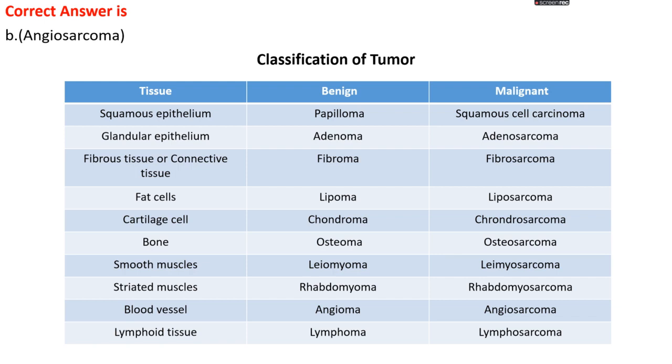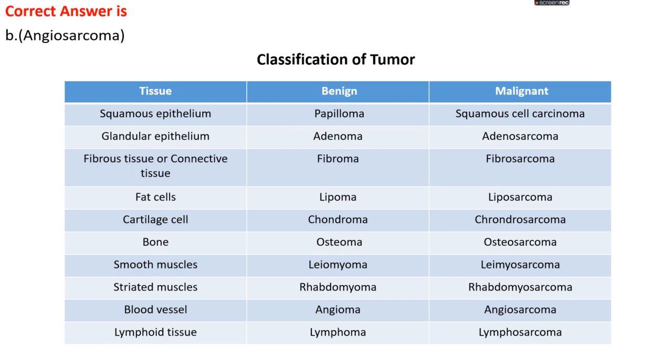Here is some classification of tumors. A squamous epithelium benign tumor is known as papilloma, and its malignant tumor is known as squamous cell carcinoma. A glandular epithelium benign tumor is known as adenoma, and its malignant tumor is known as adenocarcinoma. A fibrous or connective tissue benign tumor is known as fibroma, and its malignant tumor is known as fibrosarcoma. A fat cell benign tumor is known as lipoma.